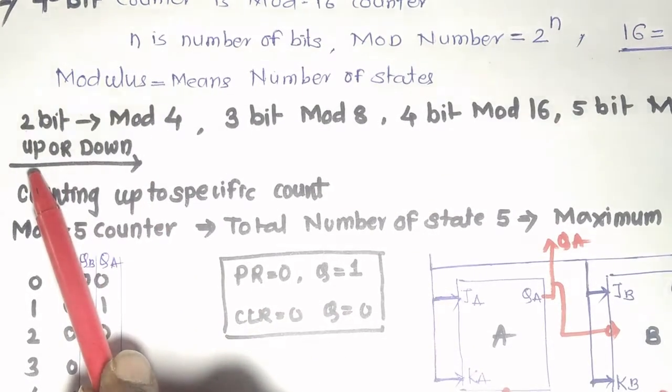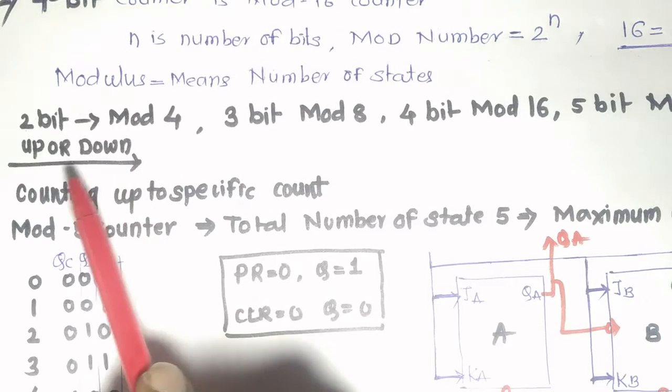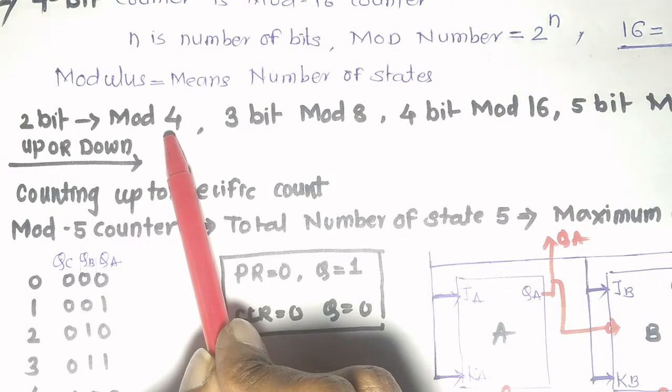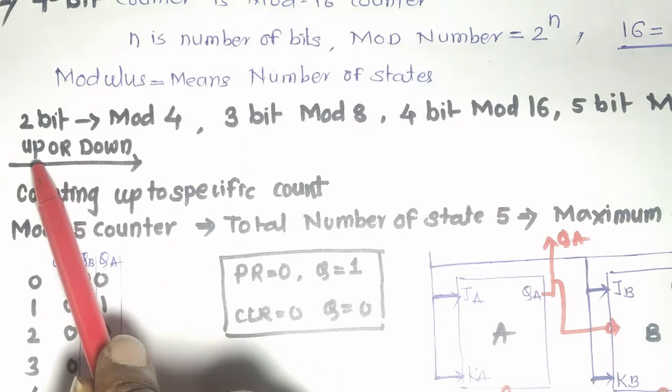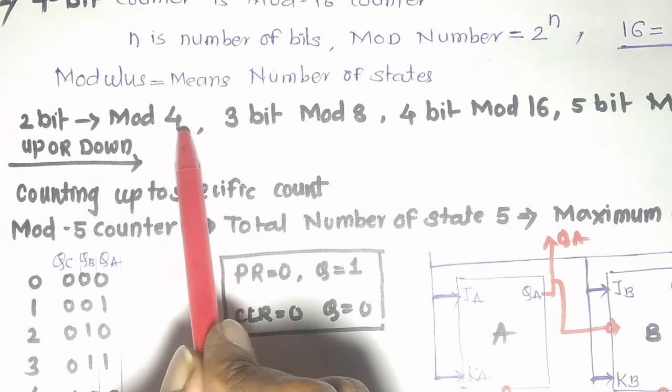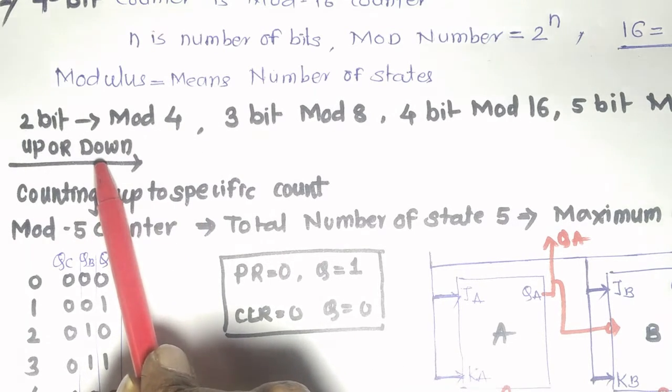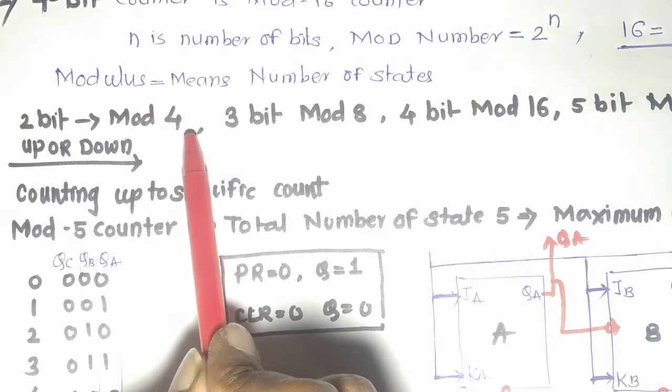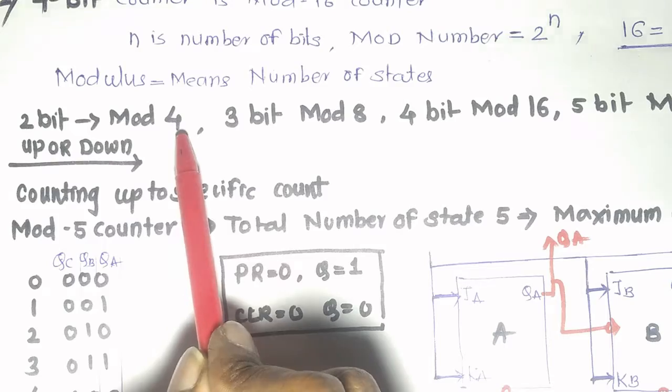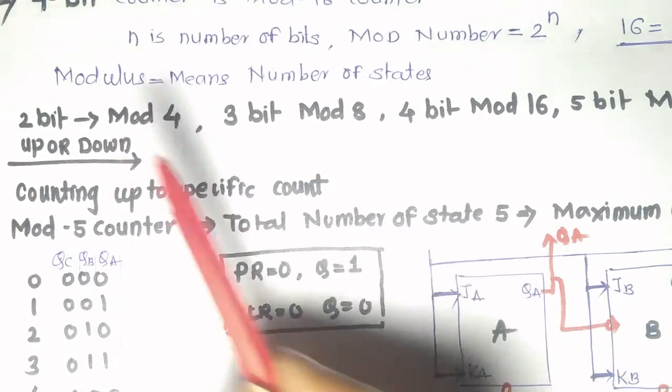Now these 2-bit counters may be up counters or down counters, but they use specific states. If there is a 2-bit up counter, then it counts the 4 states in an upward direction. And if there is a down counter, this down counter also counts the 4 states. So the number of states is the same in up and down counters.